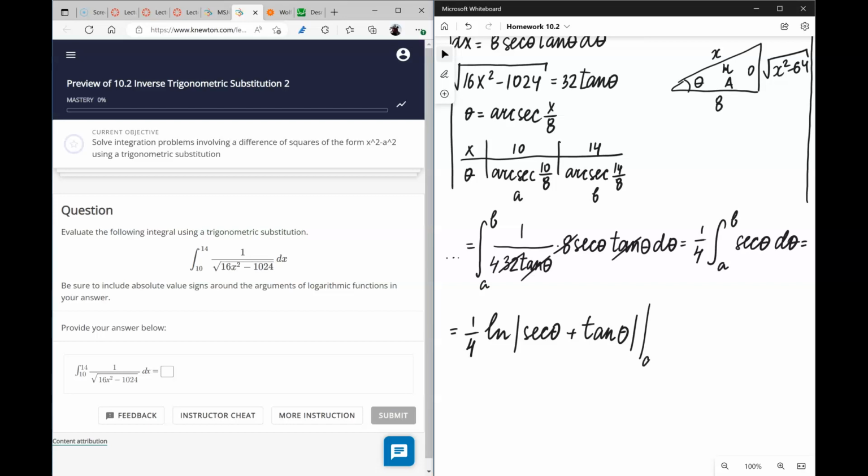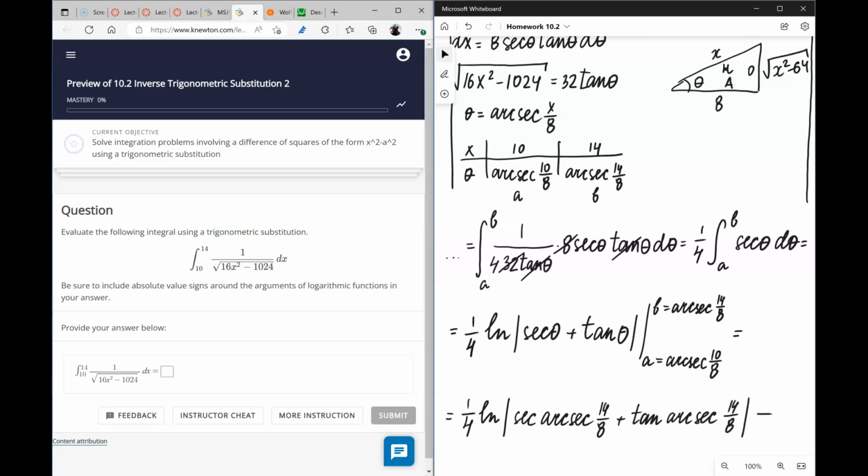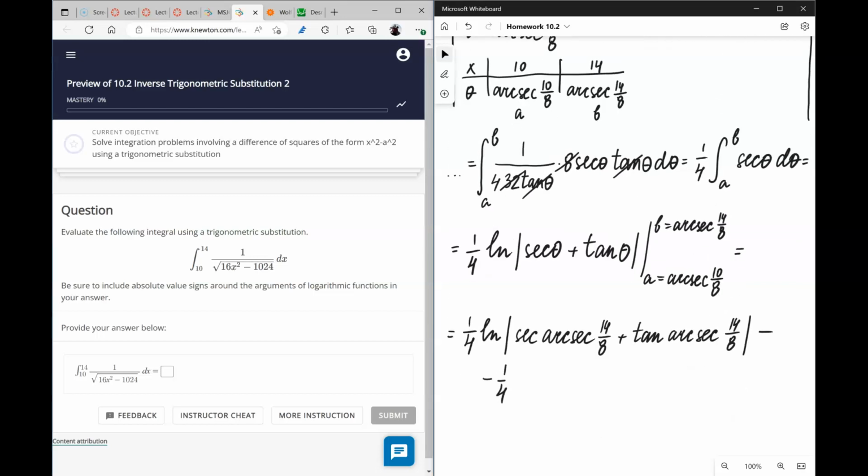and we're going to evaluate it from a to b, but a is arc secant of 10 over 8, and b is arc secant of 14 over 8. So plugging that in gives us 1/4 ln of secant of arc secant of 14/8 plus tangent of arc secant of 14/8, minus, so now we're going to have minus 1/4 ln of secant of arc secant of 10/8 plus tangent of arc secant of 10/8.